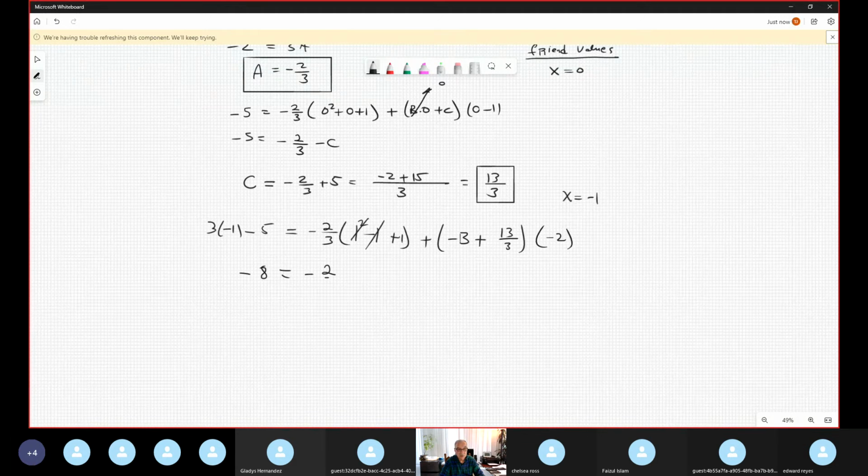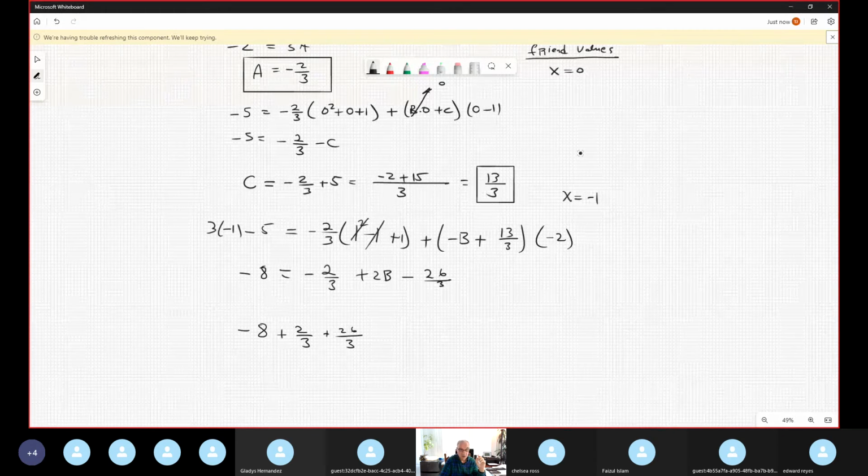The negative 2/3 times 1. And multiplication, why not? This is minus 2b. Minus, no, plus 2b, because minus and minus is positive. And 26 over 3 is the multiplication of 13 times 2. Okay, so now we combine. So I put 2b minus 8 plus 2/3 positive. I move 2/3 to the left, plus 26 over 3 is equal to b.